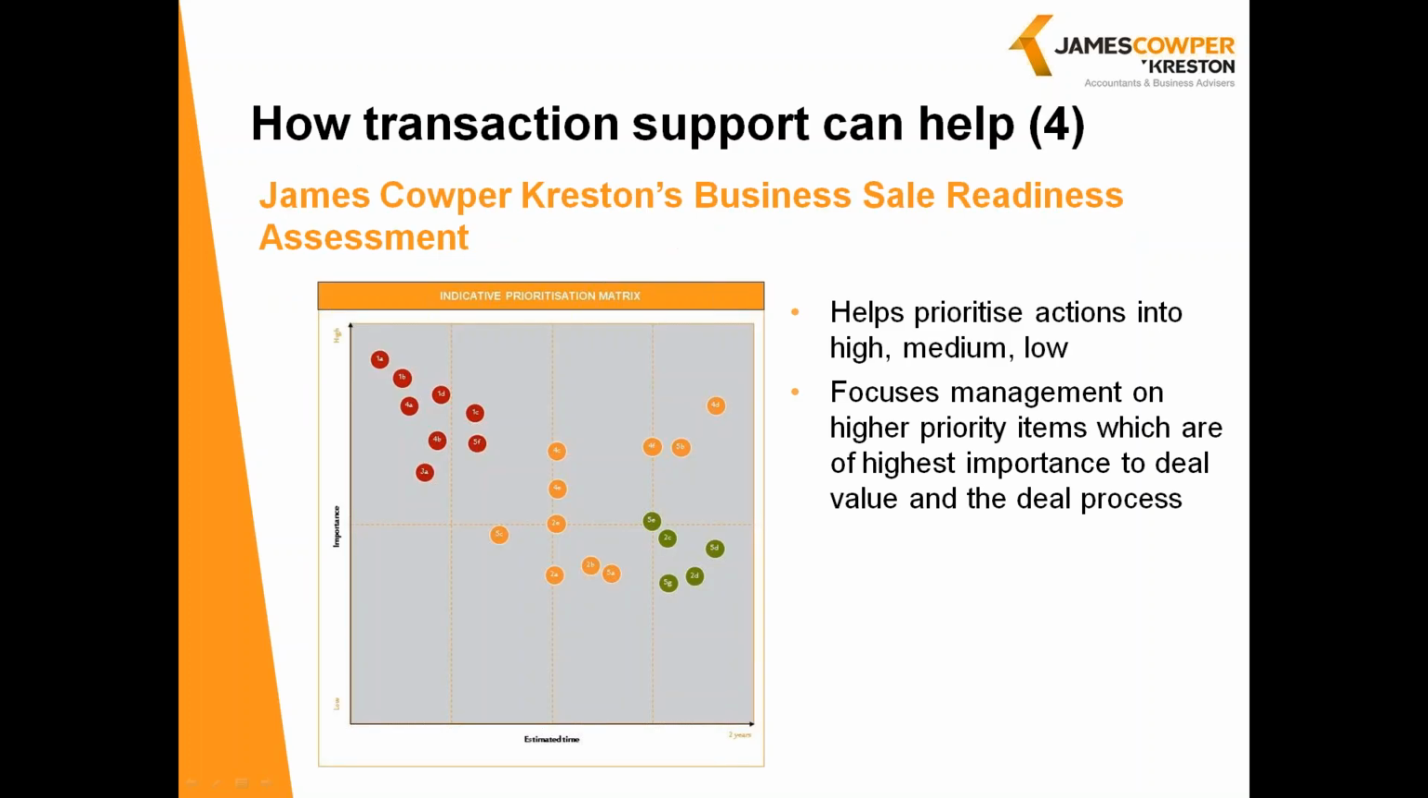The outcome of our review is a prioritised matrix of action, similar to what it looks like here, which is based on the importance both to value and the transaction process versus the length of time required to perform the actions. Behind each of these little bubbles on this graph is an action with a detailed plan and recommended course of what needs to be done, timeframes and responsibilities. This focuses management on high priority items in the limited time available before starting a sale process.